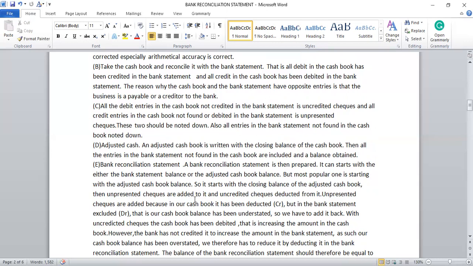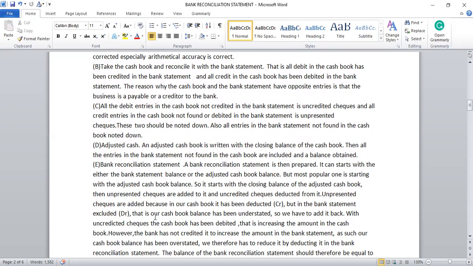Then unpresented checks are added to it and uncredited checks deducted from it. So when you start with the adjusted cash book balance, you add unpresented checks to it. Then what? You deduct uncredited checks from it. Why? Unpresented checks are added because in our cash book, it has been deducted, that is credited, but in the bank statement, it has not been debited. That is, our cash book balance has been understated. So we have to add it back.